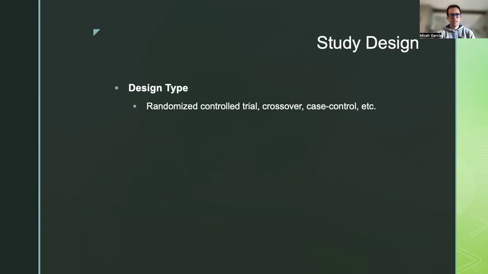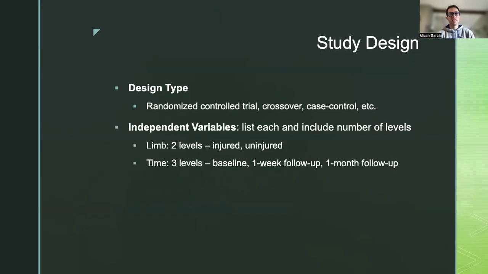So we've reviewed the study design in previous lectures. So this can be a randomized controlled trial, crossover, case controlled trial, or something else. But we're also going to want to include what the independent variables are. And so this is going to be a list of each independent variable and including the number of levels for each one. So for example, if you're interested in comparing the limbs for people, this can be 2 levels.